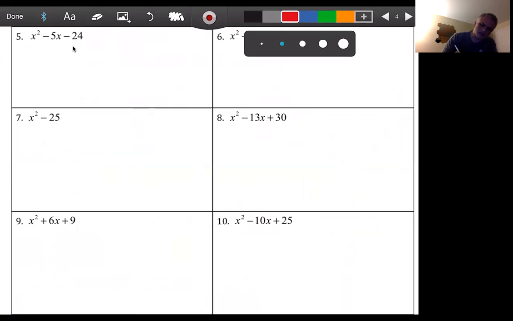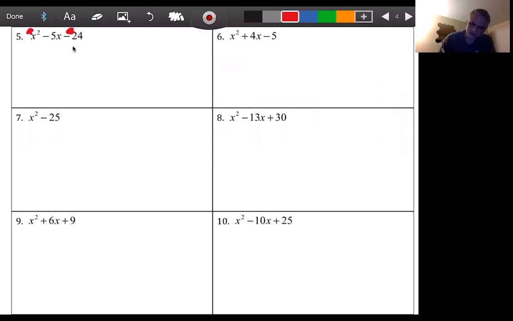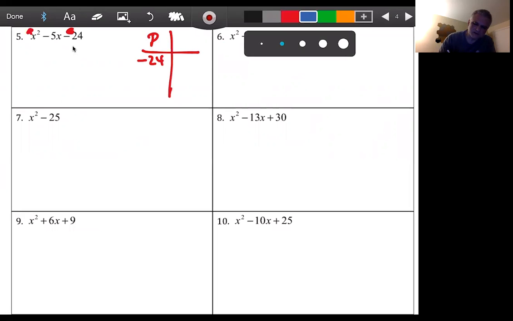So again, A is going to be my 1. C is my negative 24. That's a C, trust me, it's a C. So the product is going to be negative 24, because it's 1 times negative 24. And the B is this guy in the middle, so the sum is negative 5.